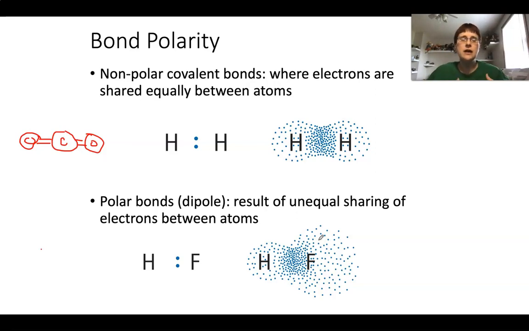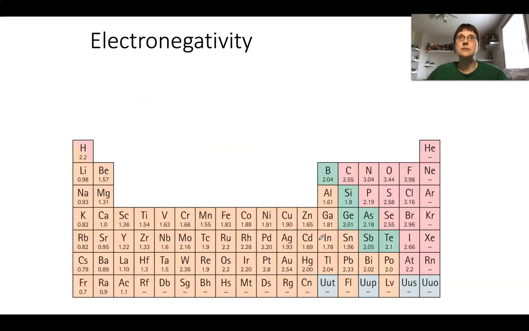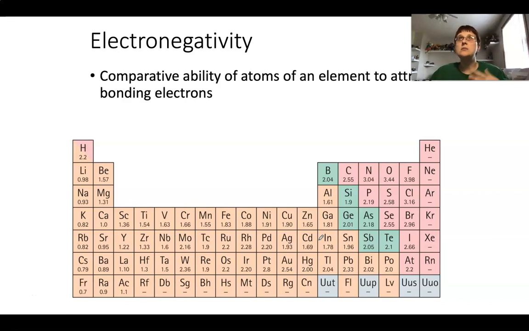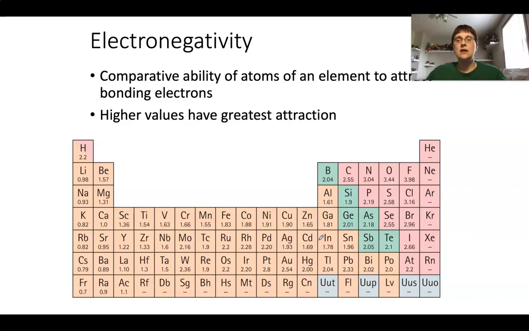So let's take a look at which elements are better at pulling on electrons than others. So this is an electronegativity table. Electronegativity is just the ability of atoms to attract bonding electrons. So it's comparing their ability to each other on how good they are at pulling on those electrons. The higher the value, the greater the attraction. So the higher the number, the more they're going to pull.